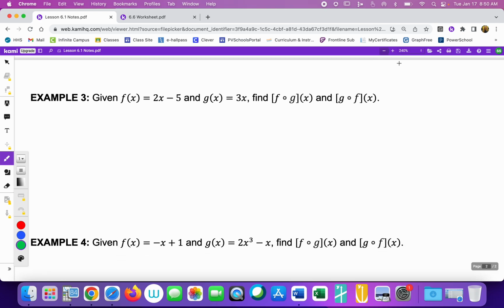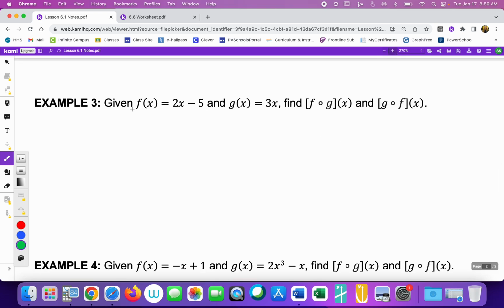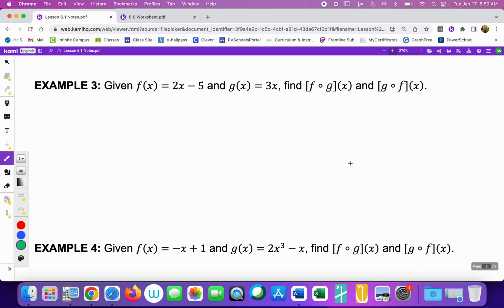All right. So, given function f is 2x minus 5, function g is 3x, we're going to find f of g of x and g of f of x. So, we're finding two of them. Okay. Now, I'll help you especially with this first one. So find f of g of x, okay? And then separately we're going to find over here g of f of x. They are completely separate. Okay, so this is like two problems in one.